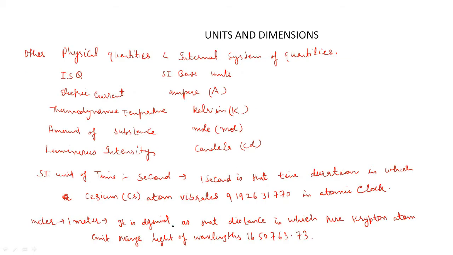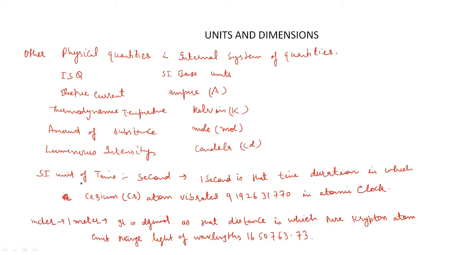Now there are other physical quantities in the international system of quantities, and these are the electric current. Its basic unit is ampere and it is represented by capital A. The other is thermodynamic temperature. It has the basic unit Kelvin and it is represented by K. Then amount of substance, its unit is mole and it is represented by mol. Then luminous intensity, its basic unit is candela and it is represented by cd.